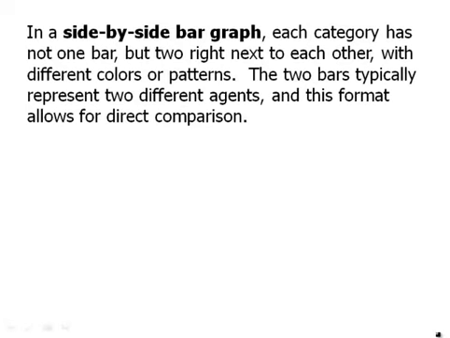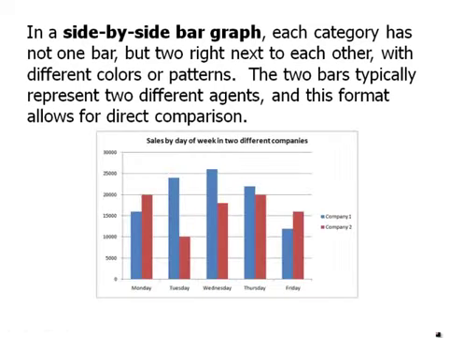By contrast, in a side-by-side bar graph, each category has not one bar but two right next to each other. The two bars typically represent two different agents, and this format allows for a direct comparison. So here we have Company 1 and Company 2.